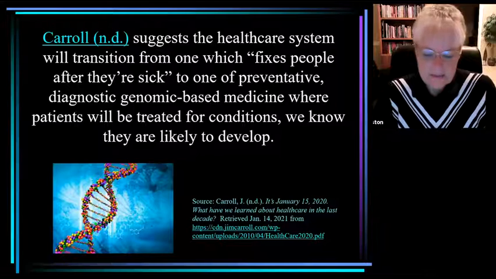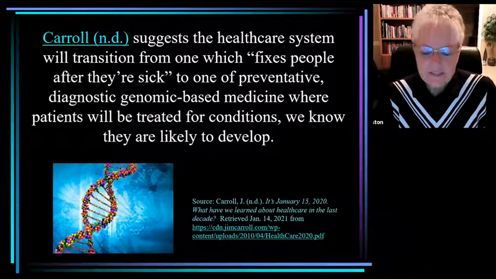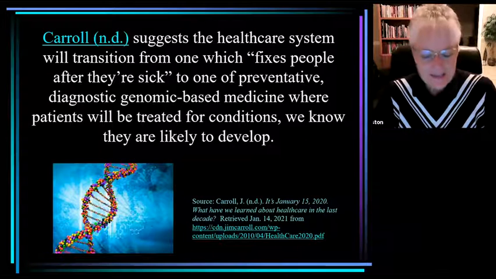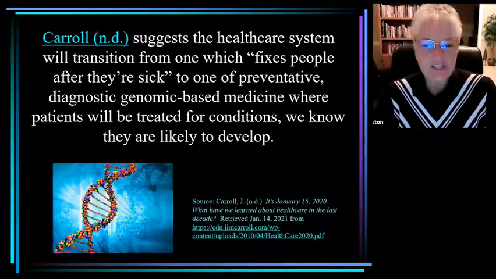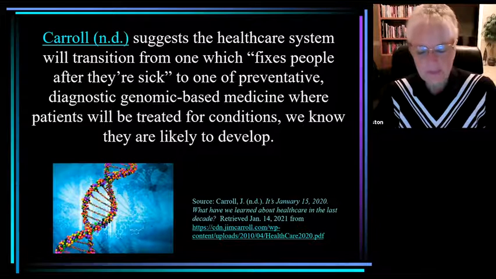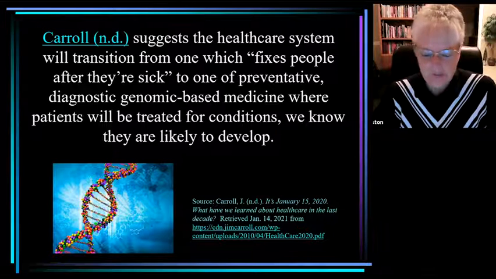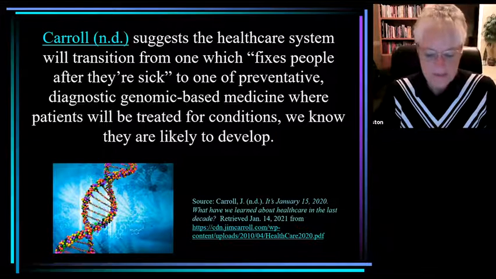Carol says that the healthcare system is actually going to transition from one which fixes people after they're sick to one where patients get treated for conditions that we know that they're likely to develop. For example, we're increasingly recognizing those genetic markers for breast cancer or colon cancer and prostate cancer, and trying to be a bit more proactive in terms of preventing the cancer from occurring in the first place.